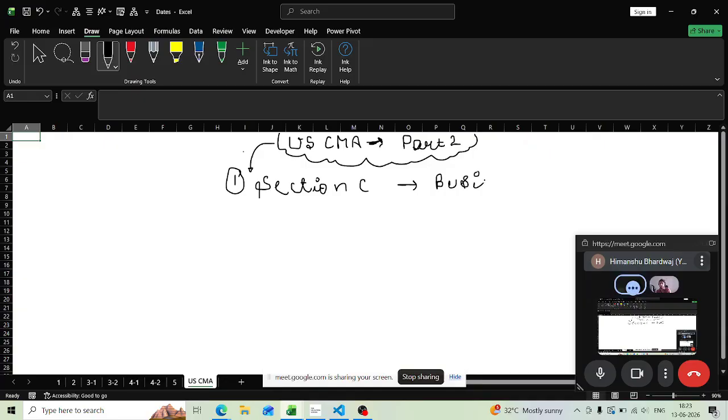In business decision analysis, it's a very, very practical section compared to sections D, E, and F. Section E obviously has some calculation in it, but section C is purely analytical, where you have to make decisions.